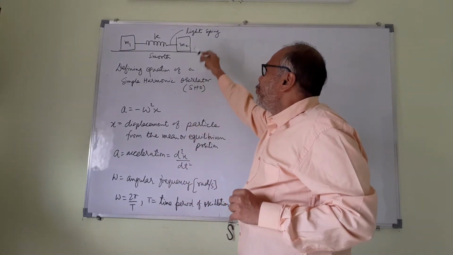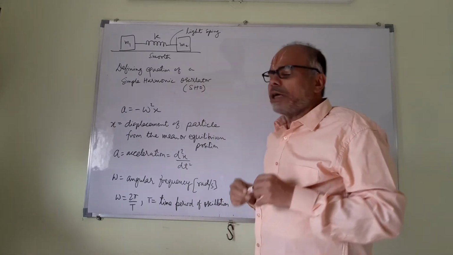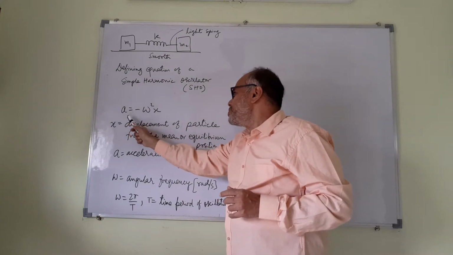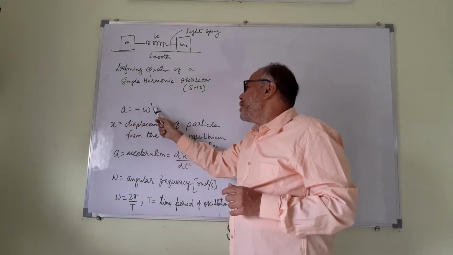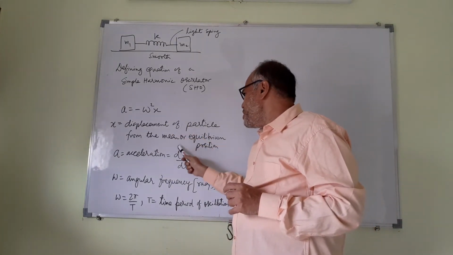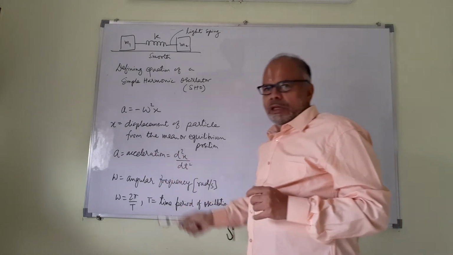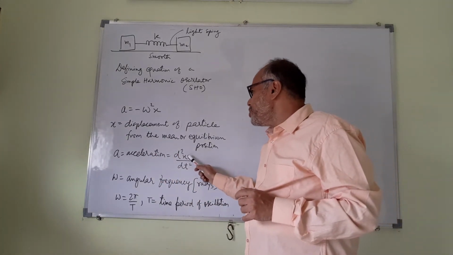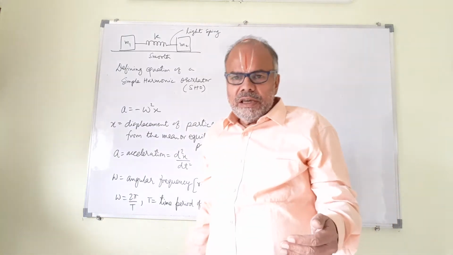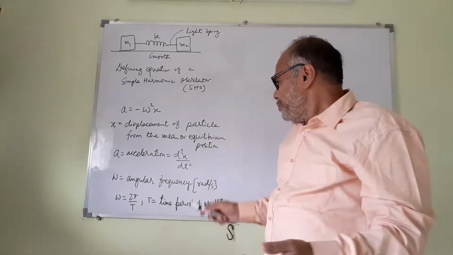Now, before we go to that, let us see what is the defining equation of a simple harmonic oscillator. The defining equation is a equals minus omega squared x, where x is the displacement of the particle from the mean or equilibrium position, and a is the acceleration. It is the double derivative of the displacement, d2x by dt squared. dx by dt is v and dv by dt is a. So therefore a is d2x by dt squared.